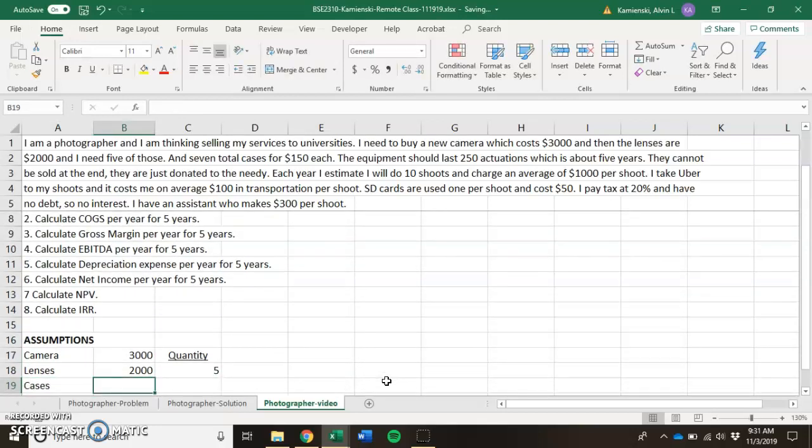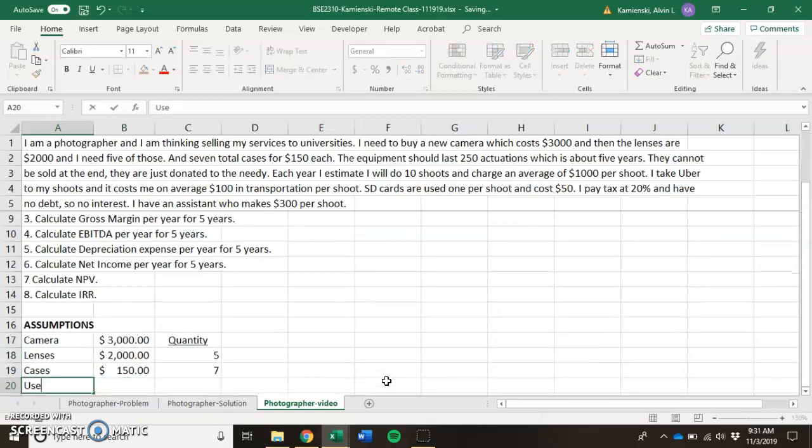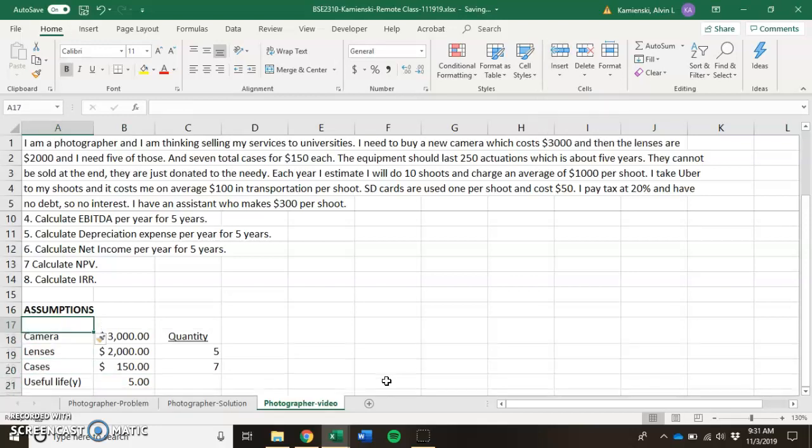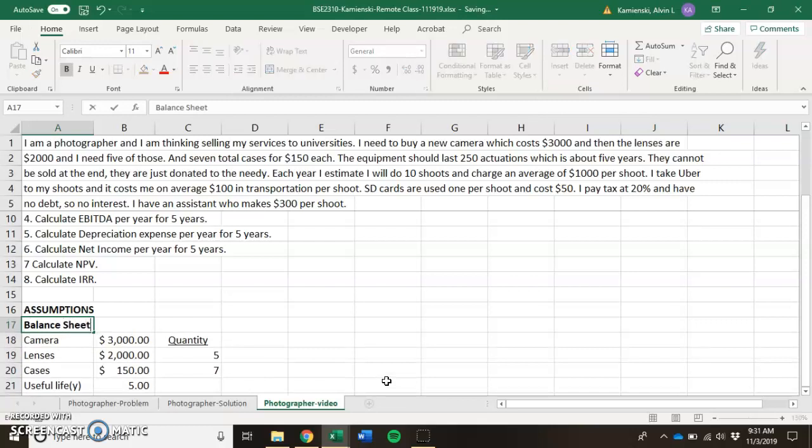Additionally, we need cases, each of which is $150, of which we'll buy 7 of those. The useful life of the equipment, as measured in years, will be 5 years. And there's no cash value associated with the end. These would all appear to be balance sheet related items, as they are the long-term investments that I need so that I can then start doing my shoots.